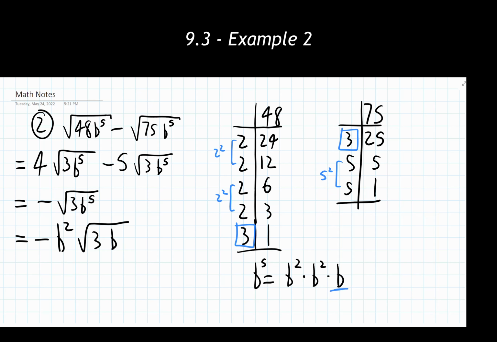We have this one extra b left over here. That has to go back inside the radicand. I can't do anything with it. I can't cancel anything with it, so I can't just drop it entirely. I have to leave it in the radicand spot. But from there, we can't do anything else. We got our final answer of -b squared times the square root of 3b.